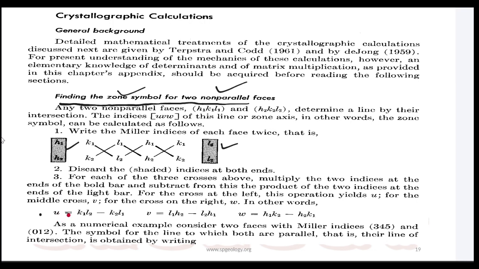So U will be calculated by K1 L2 minus K2 L1. V will be calculated by L1 H2 minus L2 H1. Then W will be calculated by H1 K2 minus H2 K1. So it will give the indices UVW. Understood?